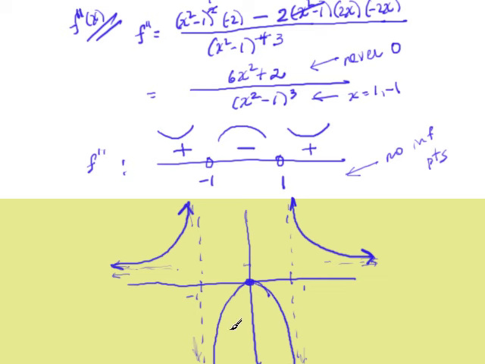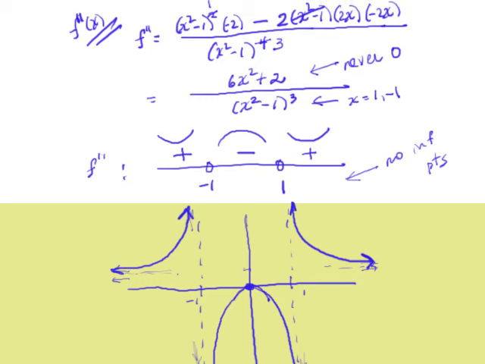And we don't see any inflection points in this graph. All right, so that looks right. So that's the graph of y equal x squared over x squared minus 1.